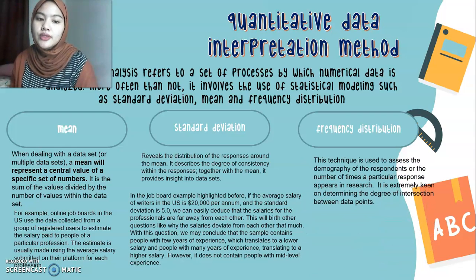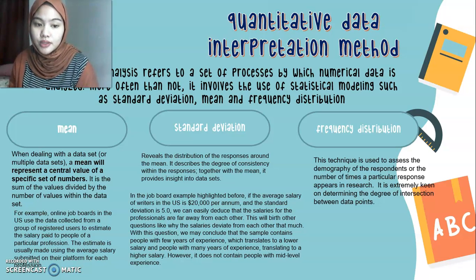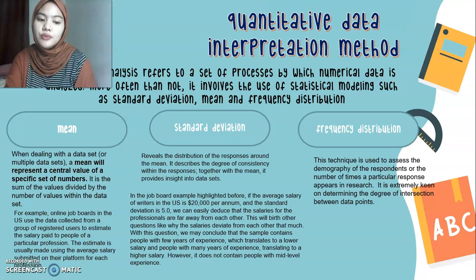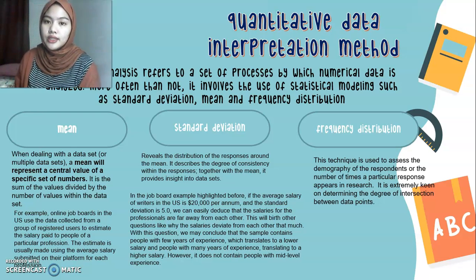The third is frequency distribution. This technique is used to assess the demography of the respondents or the number of times a particular response appears in research. It is extremely keen on determining the degree of intersection between data points.